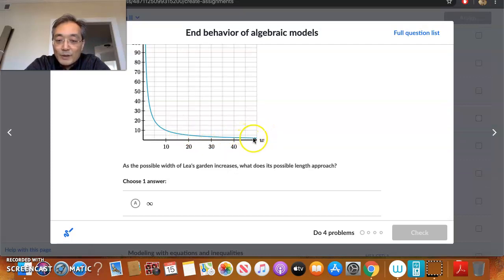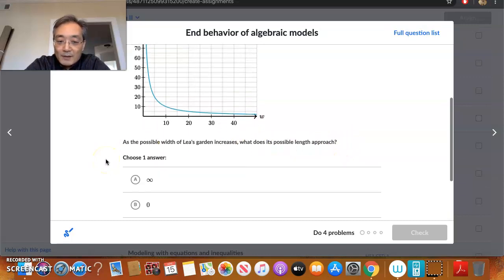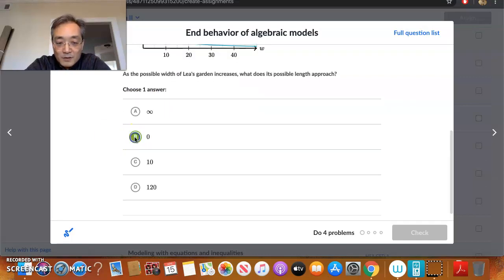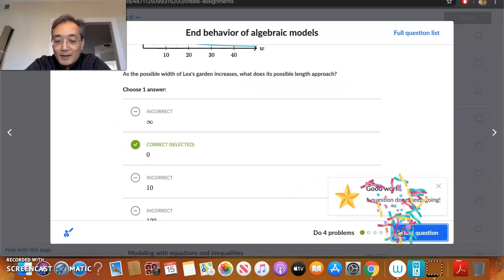And how far? What value is the length approaching as W increases without bound? It's pretty obvious that what we're asking is, as x increases, what does f of x approach? As x goes to infinity, what does f of x approach? Well, f of x keeps decreasing, dramatically in the first part, but it's still decreasing, and it's going to keep decreasing until it's approaching 0. And that's why they call this an end behavior problem for algebraic models.